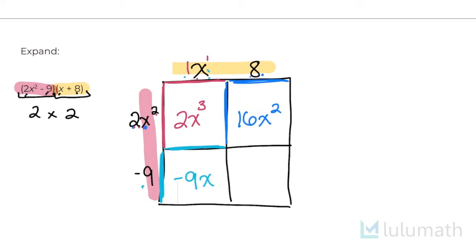And then lastly, in our last box that we have here, I'm going to multiply a side length of negative 9 right here by a side length of 8 right here. So negative 9 times 8 is negative 72.